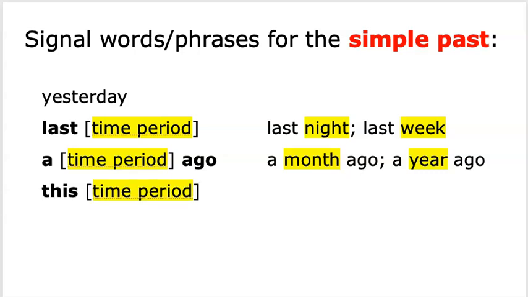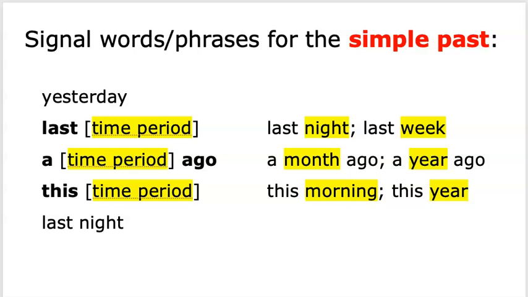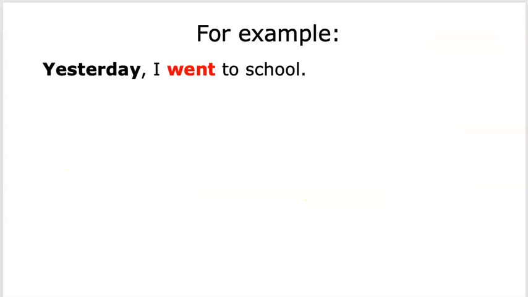We can say this and then a time period, this morning, this year, or we could say last night. And notice we don't say this night. We can say this morning, this year, this week, but last night is what we use instead of this night. Here are some sample sentences in the past tense.